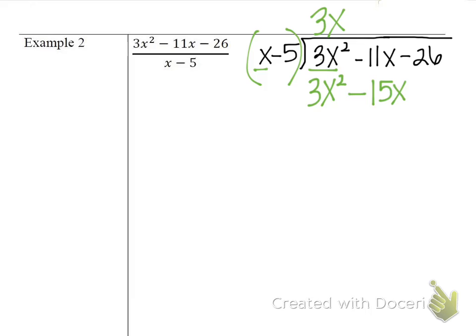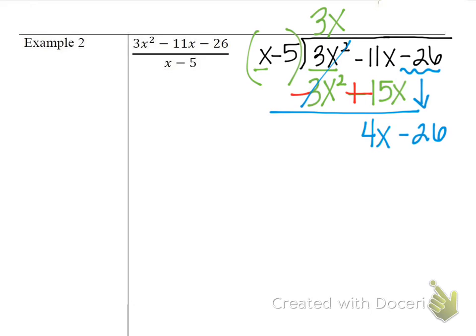And then what do you do? Subtract, so you change all the signs. So the 3x squareds cancel out, and what am I left with? 4x minus 26. 4x, and then you bring down the minus 26.